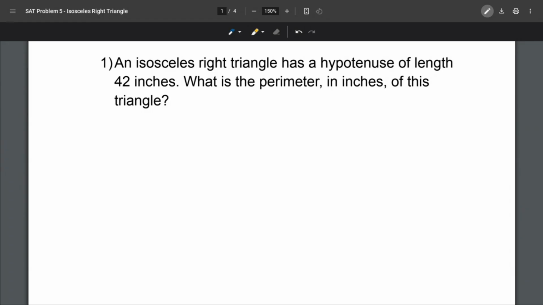It reads, an isosceles right triangle has a hypotenuse of length 42 inches. What is the perimeter in inches of this triangle? Okay, so let's draw this out. It's an isosceles right triangle. So we have our right angle here, and these two sides are the same, and the hypotenuse is 42 inches.